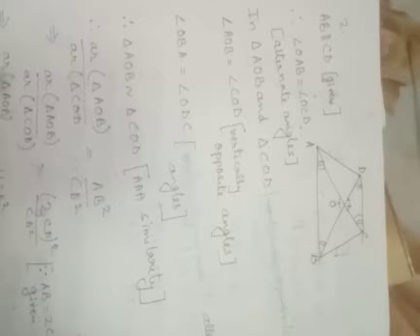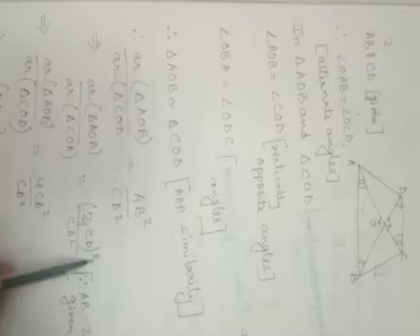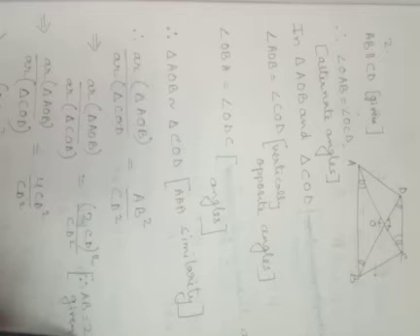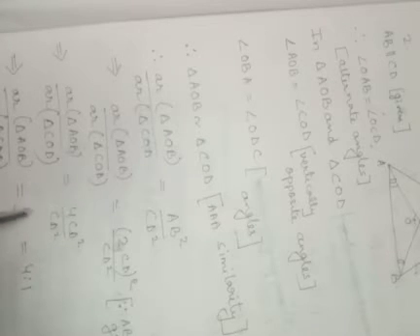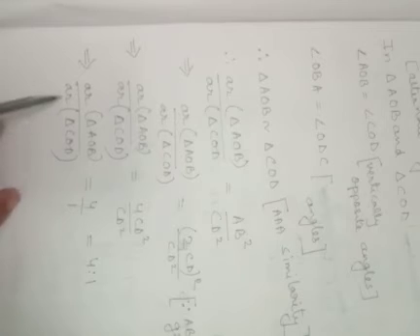So again, area of triangle AOB by area of triangle COD is equal to 2CD square by CD square. Why 2CD? Because AB is equal to 2CD, which is already given in the question. So now changing this AB into 2CD, we will get 2CD whole square, means 4CD square by CD square. Now CD square and CD square will cancel, only 4 by 1 will be left. So area of triangle AOB by area of triangle COD is equal to 4 by 1.